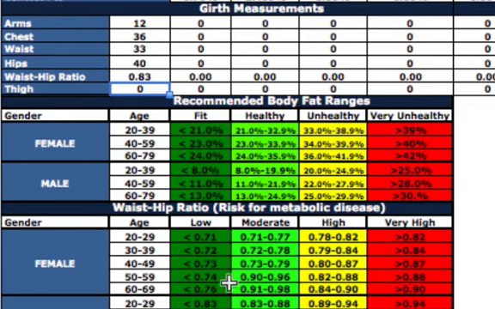So ideally, you want both your body fat range and your waist to hip ratio to be in the green. You'll see a lot of cases where the waist to hip ratio is close to the green, but the body fat may be a little bit high. So you want both to be in the green, and then you're okay.